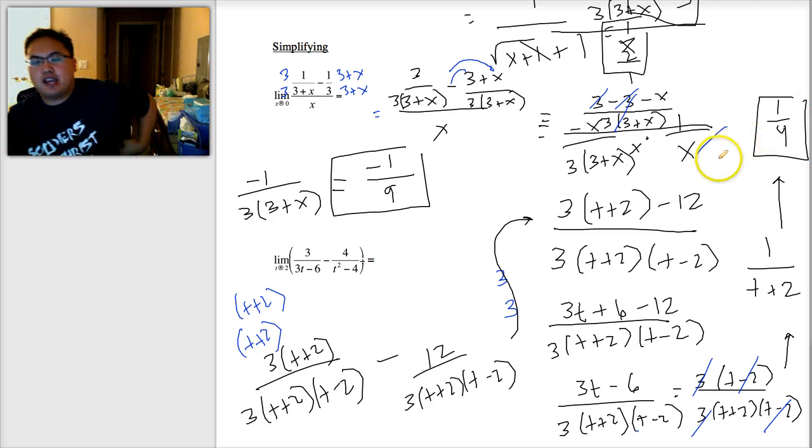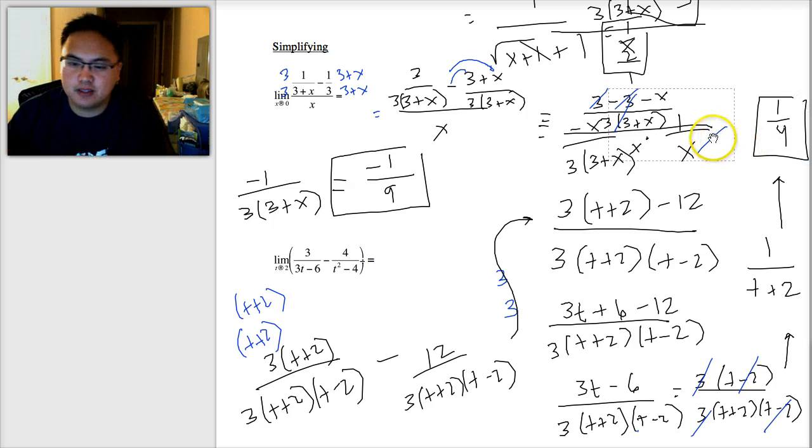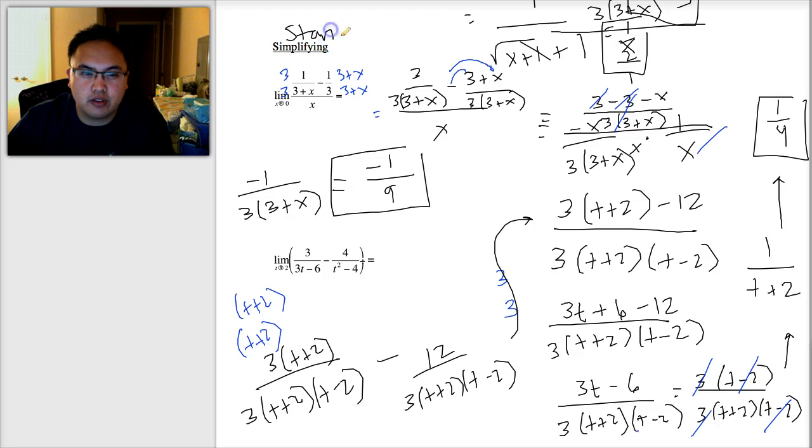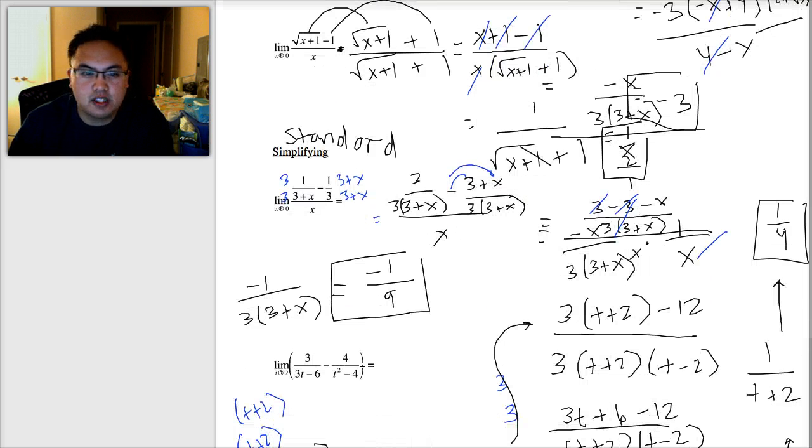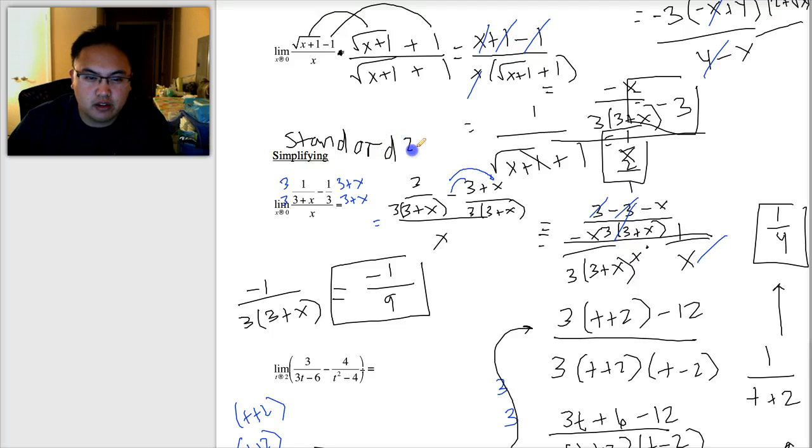So we'll spend some time practicing how to rationalize and also simplify limits when they have fractions in the fraction. So also, if you still have some space, this is standard 2.3. Wait. This is standard 2.4, sorry.